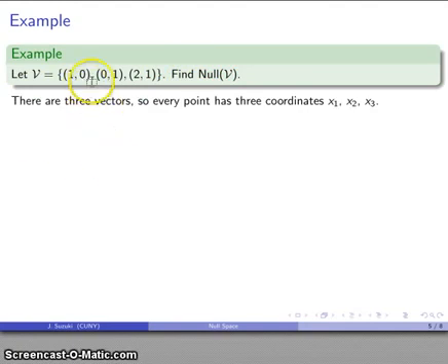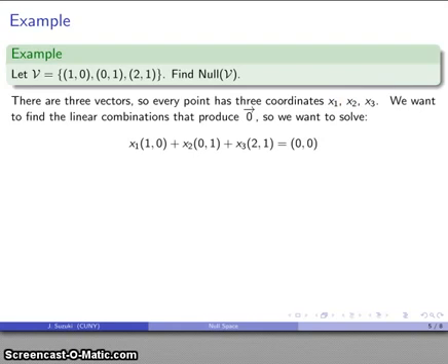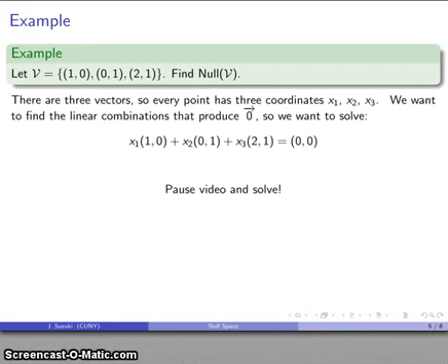So there are 1, 2, 3 vectors. Any linear combination is going to have 3 coefficients, and so it will have 3 coordinates, which we'll call x1, x2, and in a fit of creativity, we'll call that third variable x3. I want to find linear combinations that produce the zero vector, so I want to solve this equation. This is a nice, simple component-wise equation, and we can solve it. Go ahead and solve.